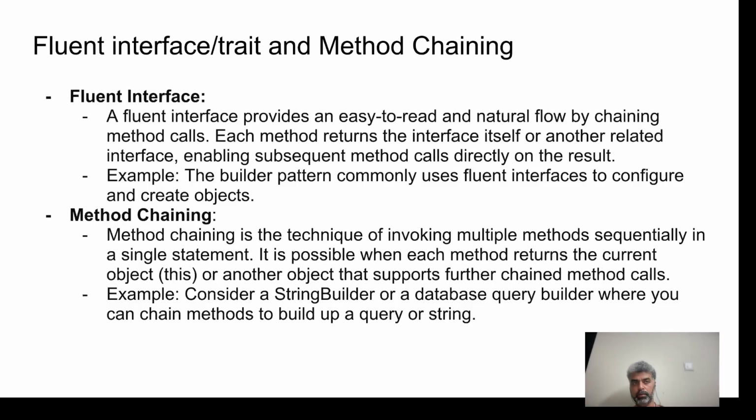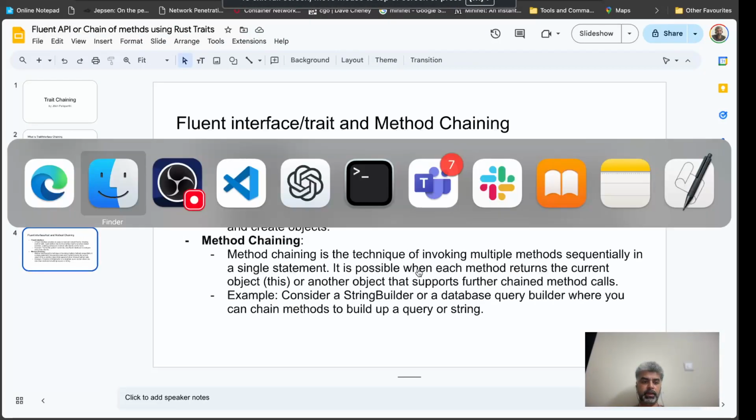Or all the methods can return an object that implements an interface or a trait. This is what we are actually going to do. So let's go to the example.